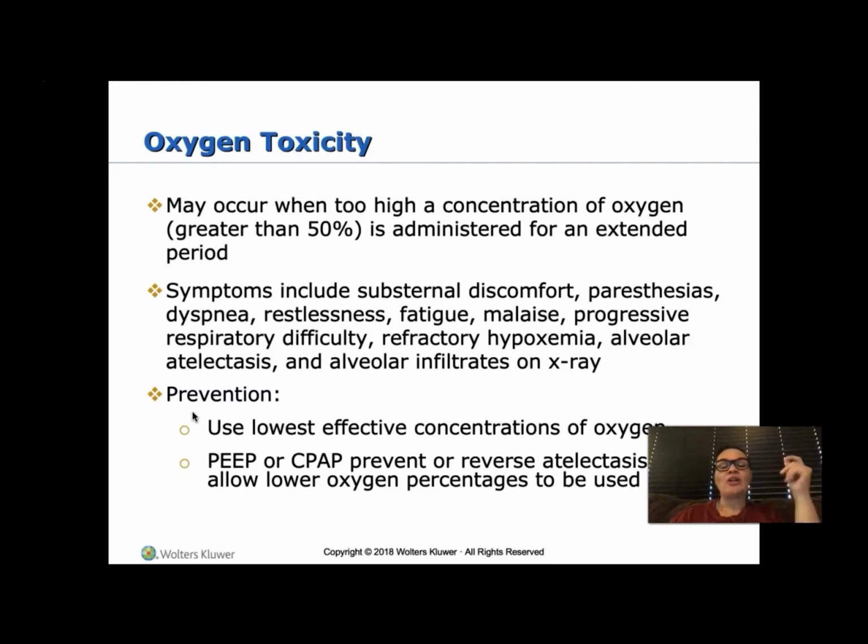Let's check how much they are. Let's wean them down. Is this intervention even necessary anymore for this patient? Okay. All right. So here we go. PEEP and CPAP prevent and reverse atelectasis and lower the oxygen percentage to be used. So PEEP and CPAP are more of an invasive type of administration of oxygen.